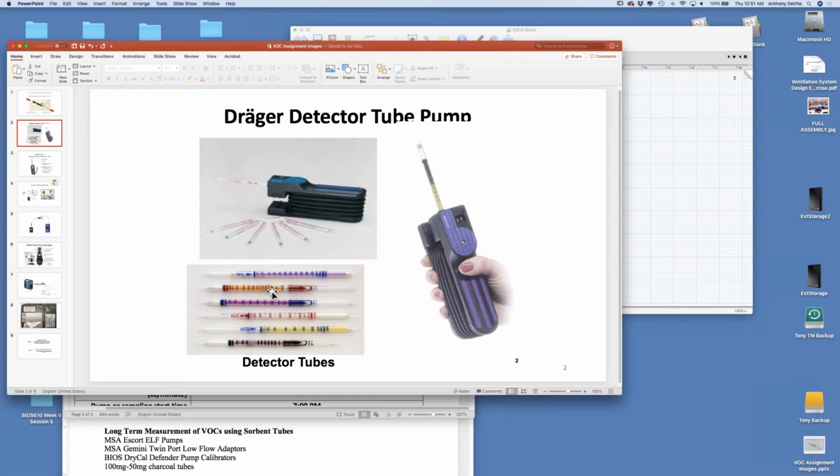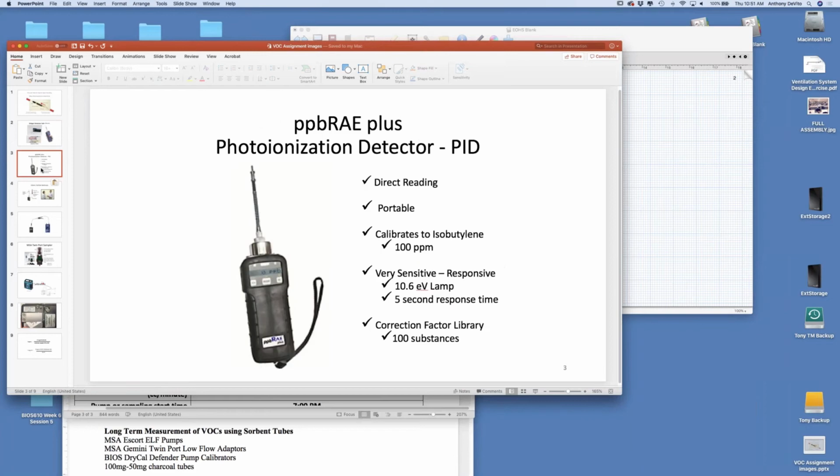In fact, some of these tubes are for non-organic chemicals, acid gases, hydrochloric acid, sulfuric acid, as well. But many of them are for VOCs. So that's another technique we can use. Not very accurate, but it's a good screening method. Okay, so the third method we looked at was the use of a photoionization detector. And that is a direct reading instrument.